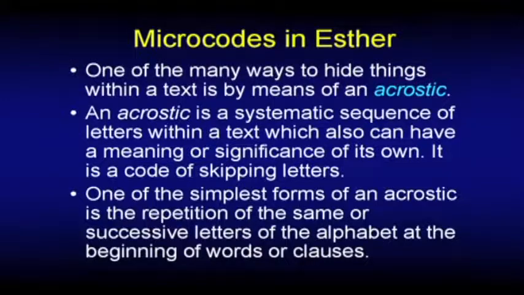We're going to look at two different kinds. We're going to look at acrostics as a form of skipping letters, and we'll be looking at what's called an equidistant letter sequence as a specialized kind. But anyway, one of the simplest forms of an acrostic is simply the repetition of the same or successive letters at the beginning of clauses.